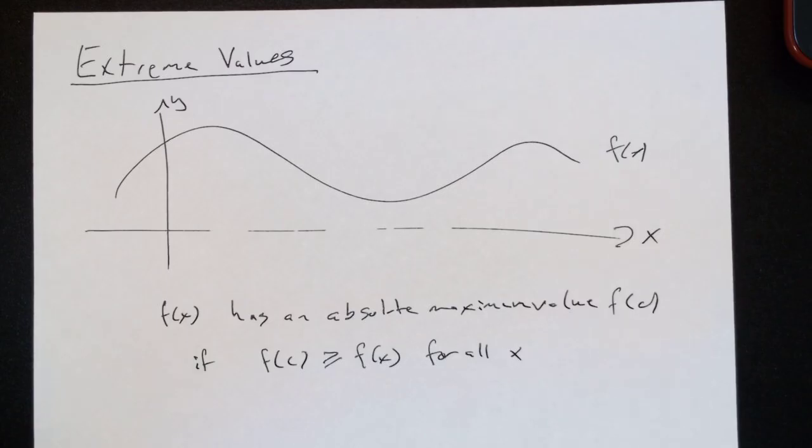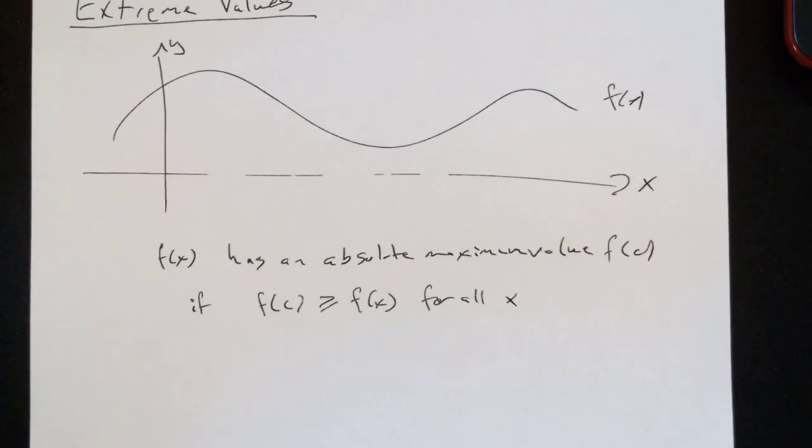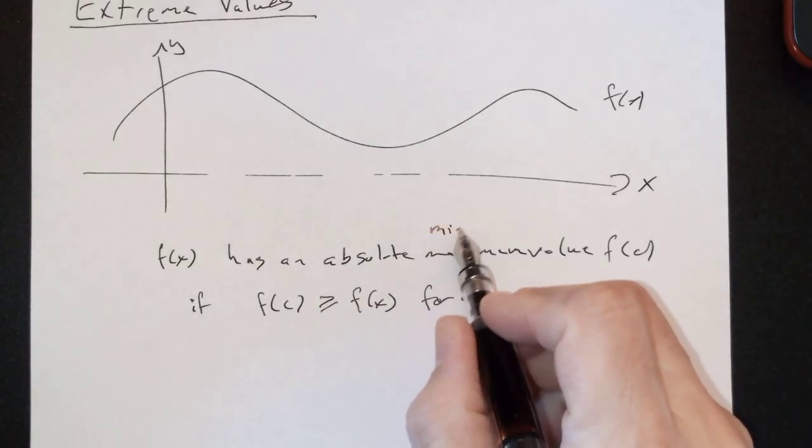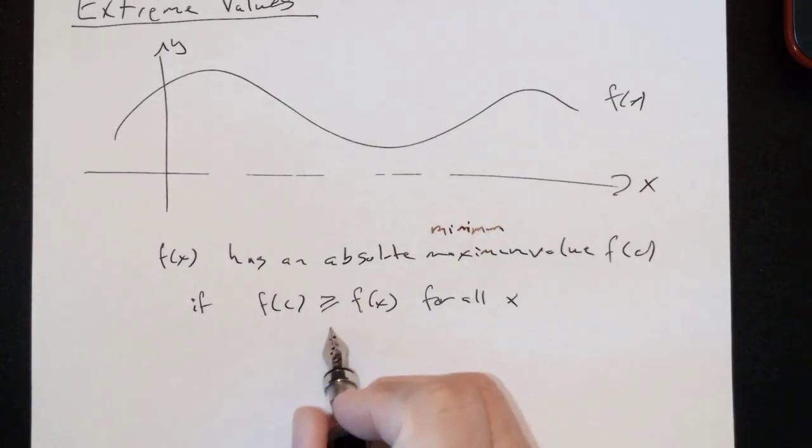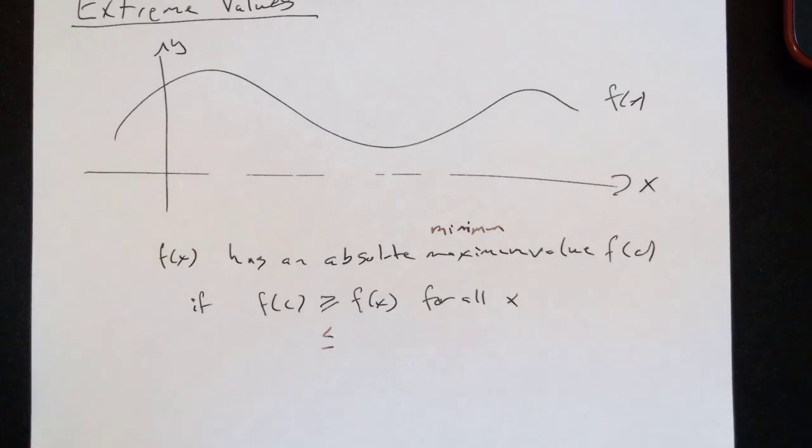f of x has an absolute maximum value f of c. Boy, did I screw up and connect that c to the top of the parentheses. I apologize. If f of c is bigger than or equal to f of x for all x. I hope it is not beyond the realm of, well, clearly, what happens if I change this word from maximum to minimum? That's the only difference. Now notice that's not an x value. That's a y value. f of c.